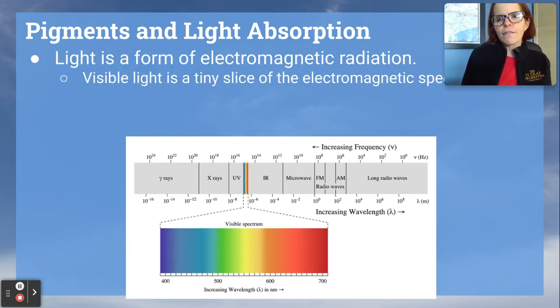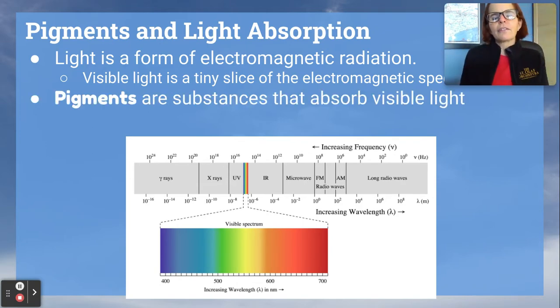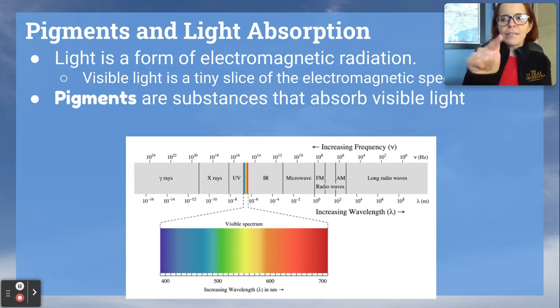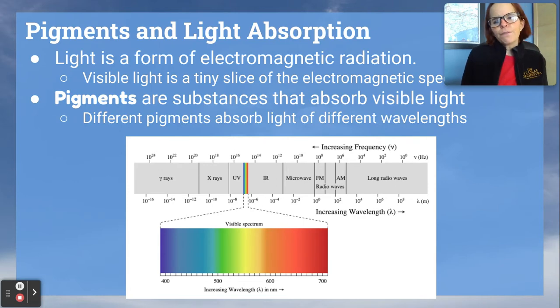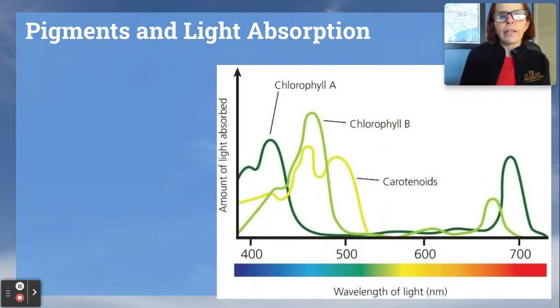Okay, so now back to stuff that you do need to know for sure, pigments and light absorption. So light is a form of electromagnetic radiation, and you're going to learn about that in physics class. Visible light is just a tiny slice of the electromagnetic spectrum, which includes things from X-rays and gamma rays to microwaves and radio waves. Light is a portion of the electromagnetic spectrum. Pigments, write this down, are substances that absorb visible light, and different pigments absorb different wavelengths of that light. So all you need to know is that first one. Pigments are substances that absorb visible light.